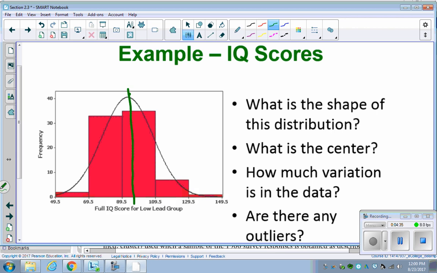But how much variation is in the data? Variation means how far spread out from the center it is. And that's what we're going to look at, and that's called standard deviation. Standard deviation. As a matter of fact, for IQ scores, the standard deviation, we've measured it to be 15. 15 points. We know that over multiple samples.